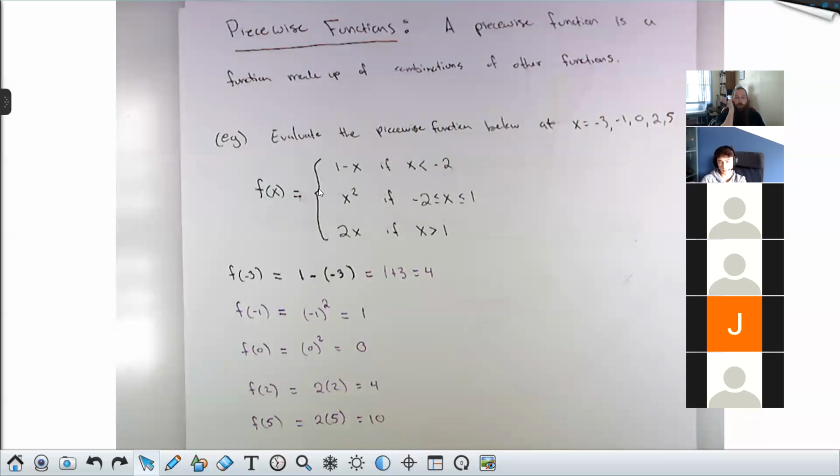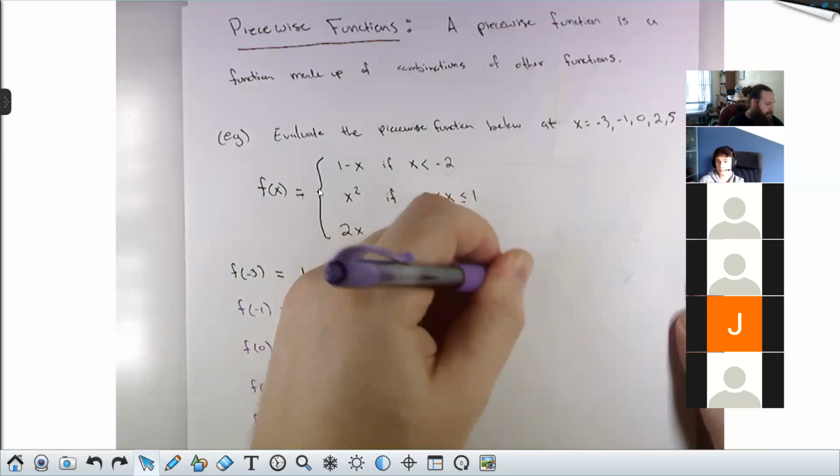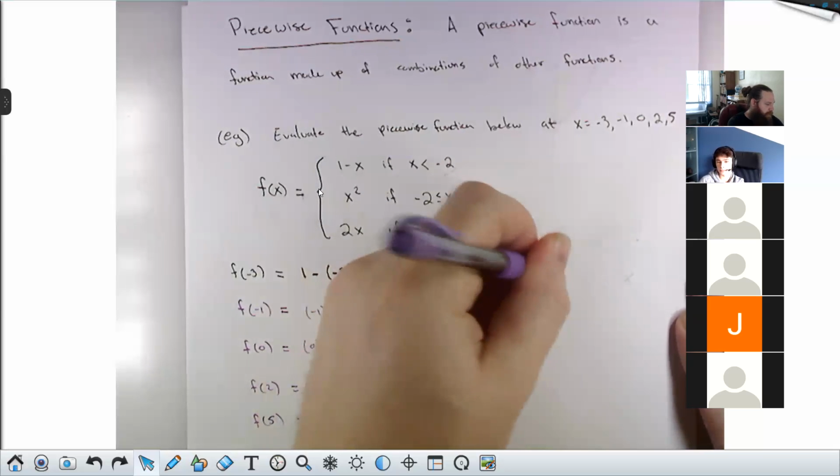So this is what we get when we evaluate that piecewise function at these particular inputs. Any questions on how we're getting these answers out for this example? Okay, just for fun, and because we're going to be talking about graphing a lot, let's graph this guy.